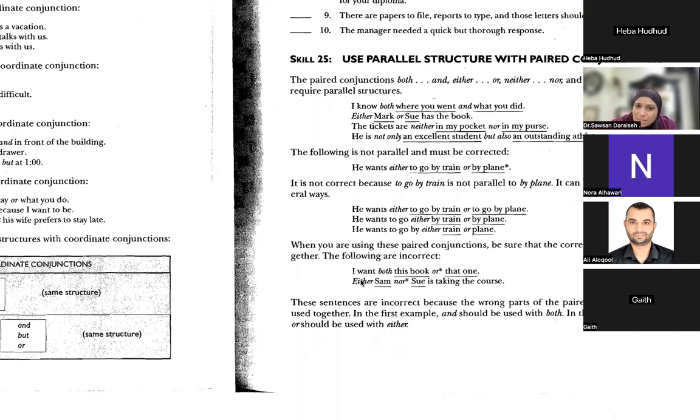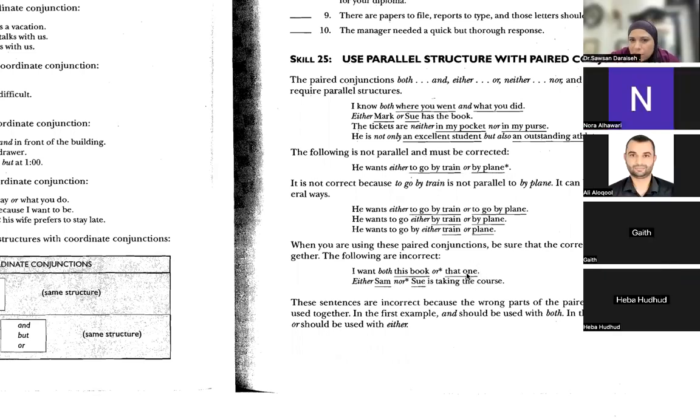Okay? Yes. I want both this book and that one. I want this book and that one, meaning that book. We can say "that one" instead of "that book", because book was mentioned before. So this is wrong. See the star on "or"? That means it's wrong. What do we want? We want to put "and". Bring it here. Okay? Look at this example.